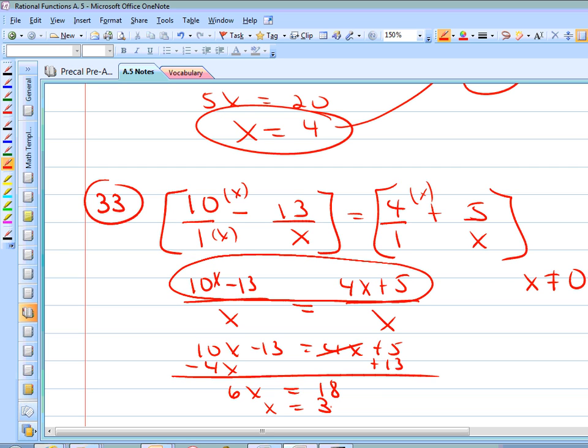Now, here's what happened when we did that. We got a 3 as our solution, and we're double checking it with our restriction. Everything is happy, so we are in good shape. Go Bearcats. Let's move on to 35.